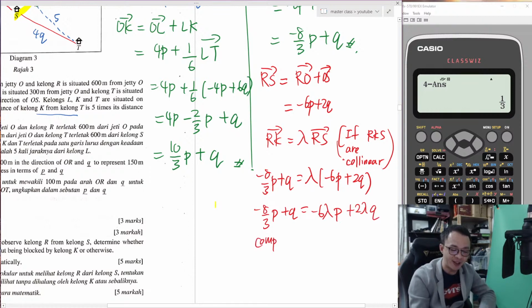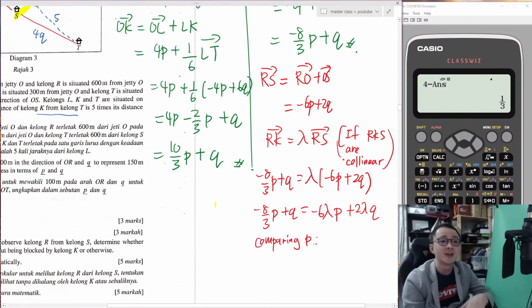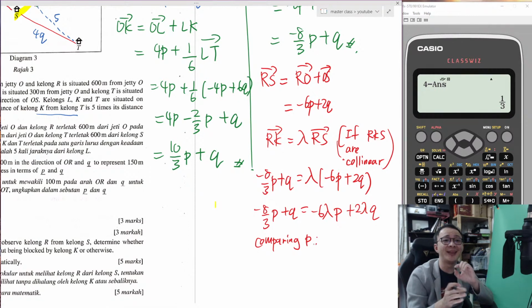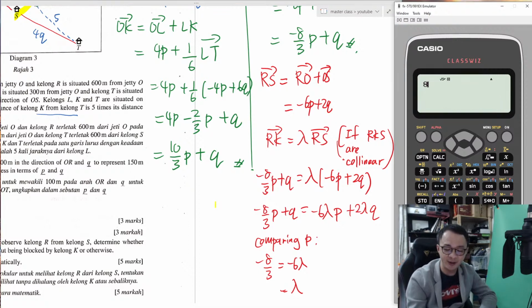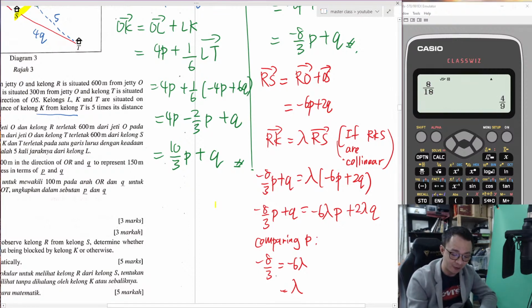Then I will compare p and compare q. Comparing p means I focus on the value beside the p. If both give me the same lambda value, it means they are collinear. If they give me a different lambda value, it means they are not collinear. So I will say negative 8 over 3 equals negative 6 lambda. So here, lambda should equal 8 over 18, which is 4 over 9. Alright, here I get 4 over 9 for my lambda. Then I will compare for q. I take the value beside the q. Here is 1, another one is 2 lambda. This one, lambda gets 1 over 2.